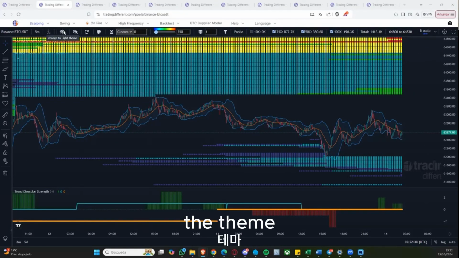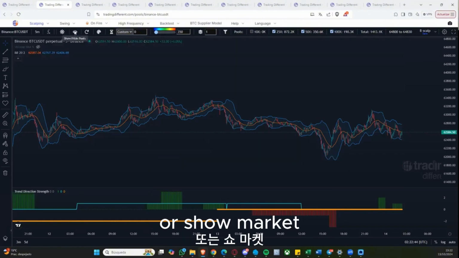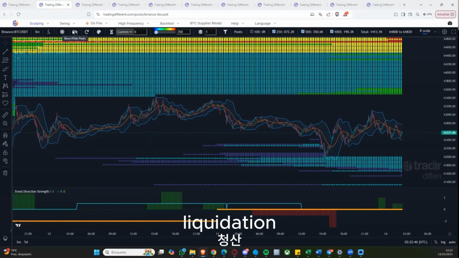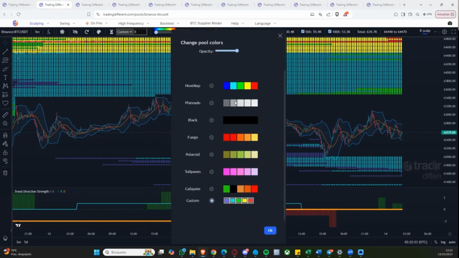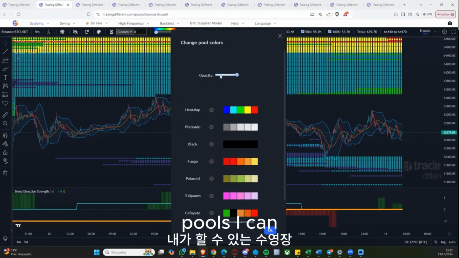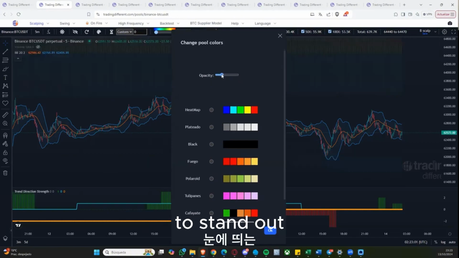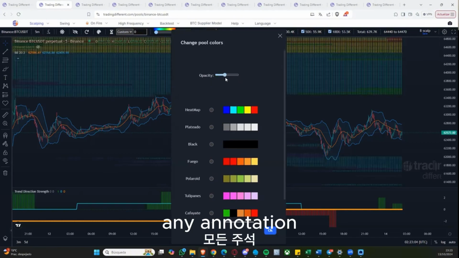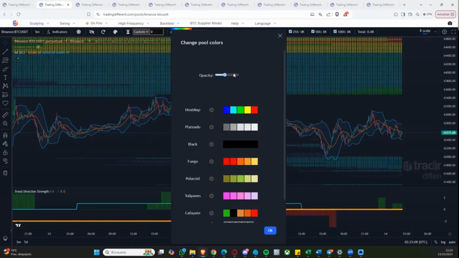I can change the theme of the chart, alternating between white or black appearance. Here I will leave it black. I can also hide or show market liquidity with the Liquidation Heatmap. I can refresh and customize the Liquidation Heatmap with different colors. Additionally, I can adjust the brightness of the liquidity pools. I can adjust the brightness if I want other indicators or trend lines to stand out. This allows any annotation in the graph to be highlighted. I like to leave them well lit.